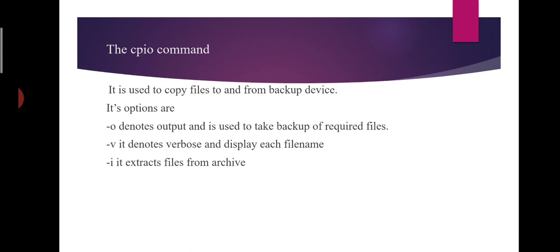Next, coming to the cpio command. The cpio command is used to copy files to and from the backup device. The options related with the cpio command are -o, which denotes output and is used to take the backup of the required files; -v, which denotes verbose and displays each file name; and -i, which extracts the files from the archive.